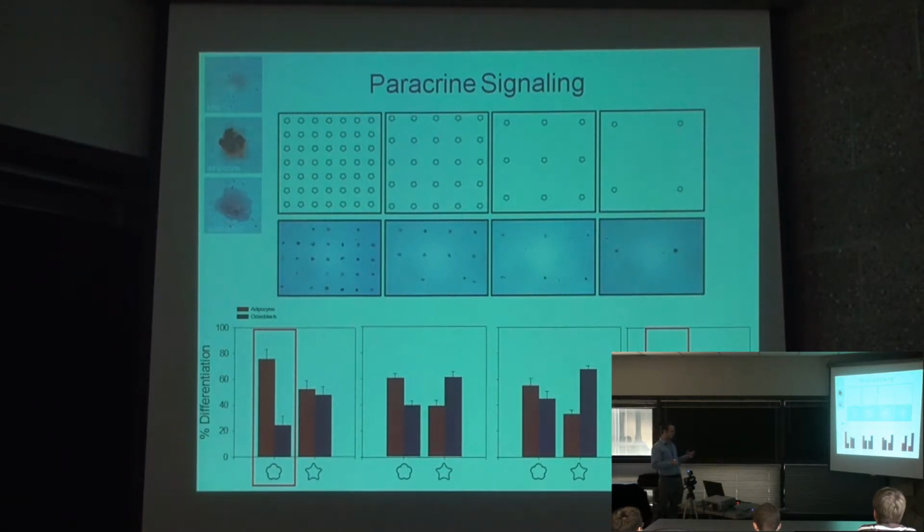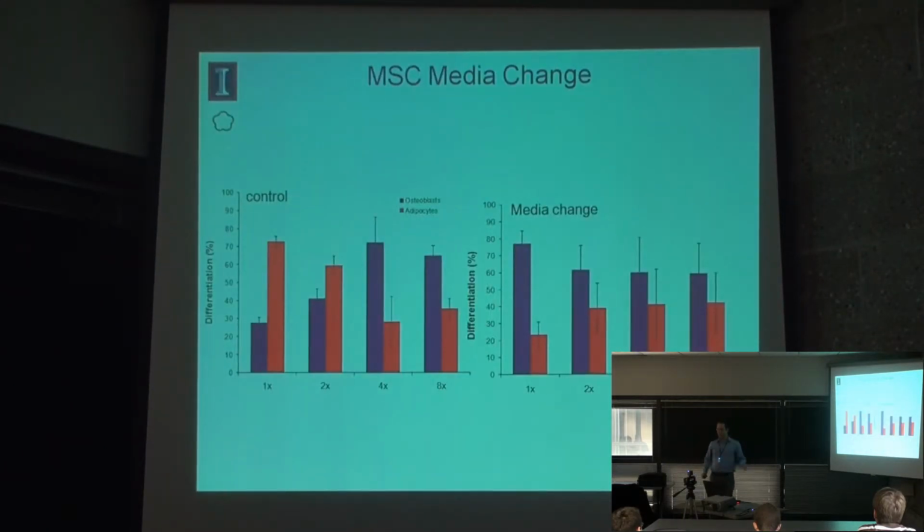We're still struggling with what it is, but I'll tell you about some of the candidates. The first obvious thing to do is change the media. If there's some secreted factor that's being shot out from cells to their neighbors, if you take that media out, you'll influence whether or not the cells are seeing that. So we changed the media every 12 hours for a week. It was an interesting week.